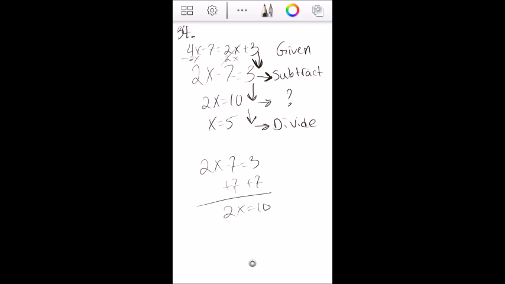So what we're missing here is addition, which happens to be answer choice A. A for addition.